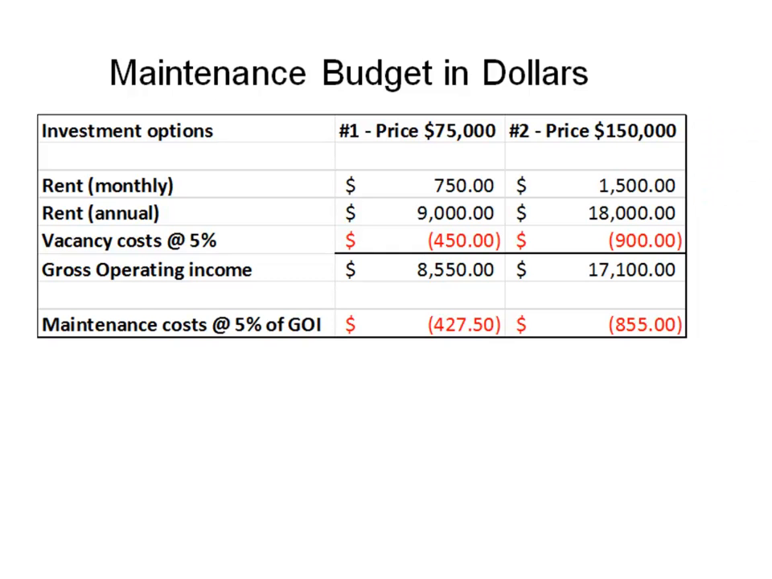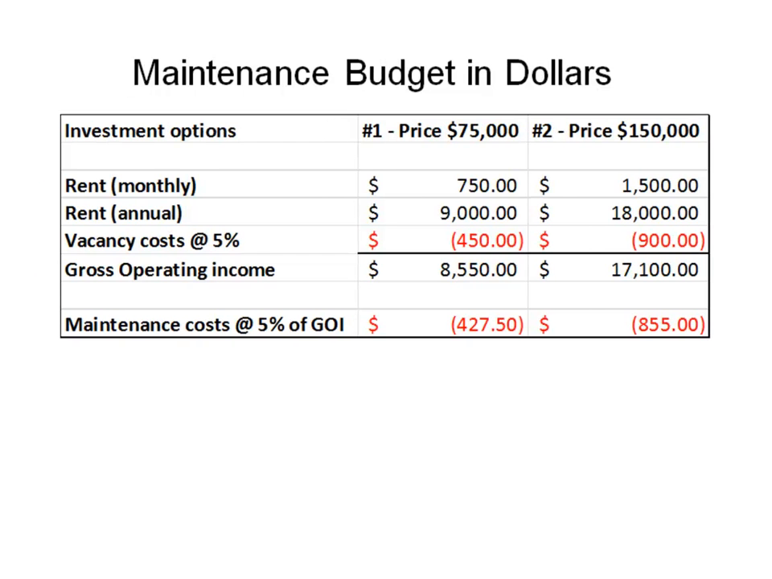Both have been recently renovated, and we decide to use 5% as a maintenance factor for both. In the case of the $75,000 home, our maintenance costs are anticipated to be 5% of our annual GOI, or $427. In the case of our $150,000 home, our maintenance costs are similarly anticipated to be 5% of the GOI, or $855. Note the difference. In one case, we're setting aside $427 per year for repairs, and the other we're setting aside $855.